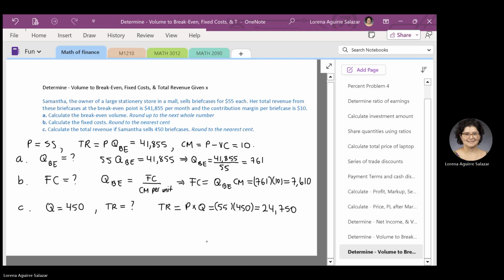So total revenue is $24,750 if Samantha sells 450 briefcases.